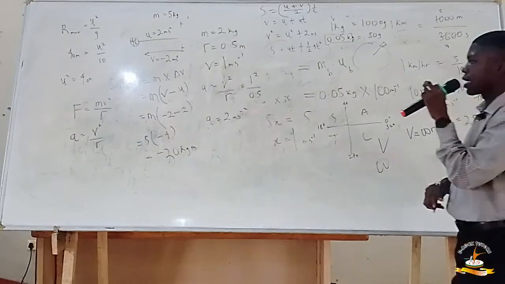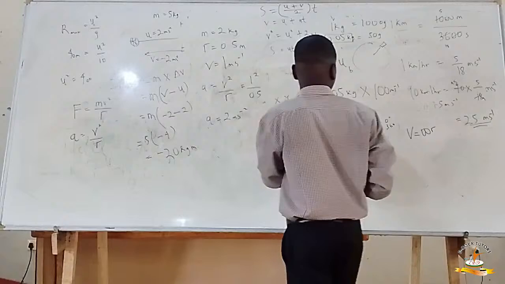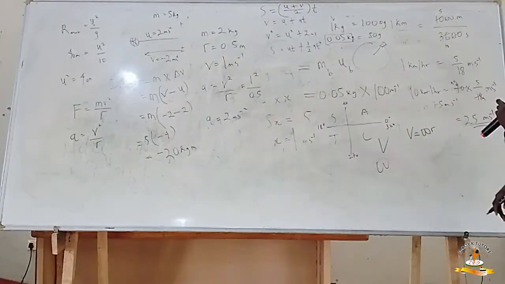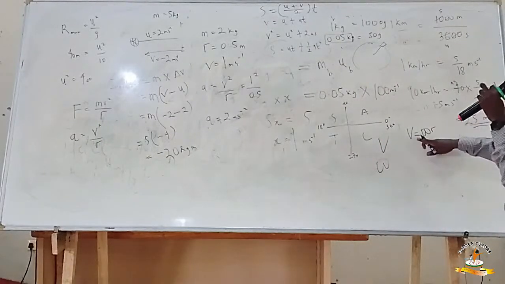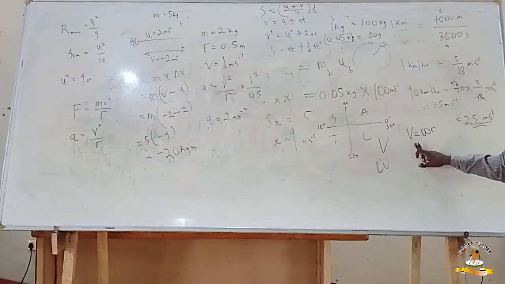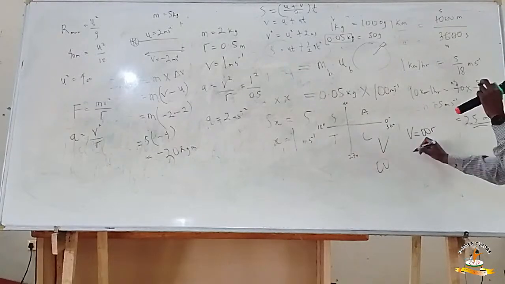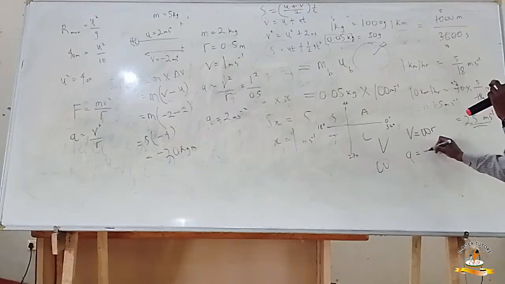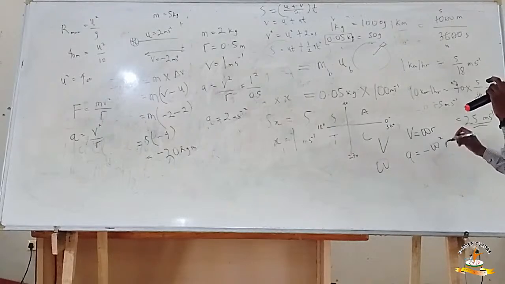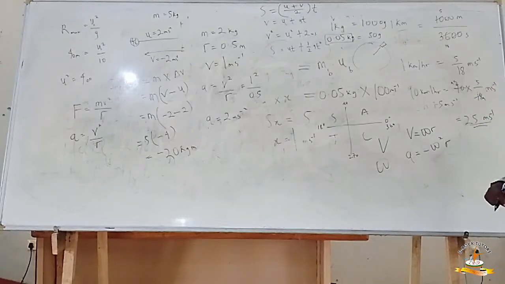So now you should know that for centripetal acceleration, v is equal to omega R. V is the linear speed and omega is the angular speed. For acceleration, it is equal to minus omega square R. It's a formula you have to know. You can neglect the minus; it's just there for certain proofs.